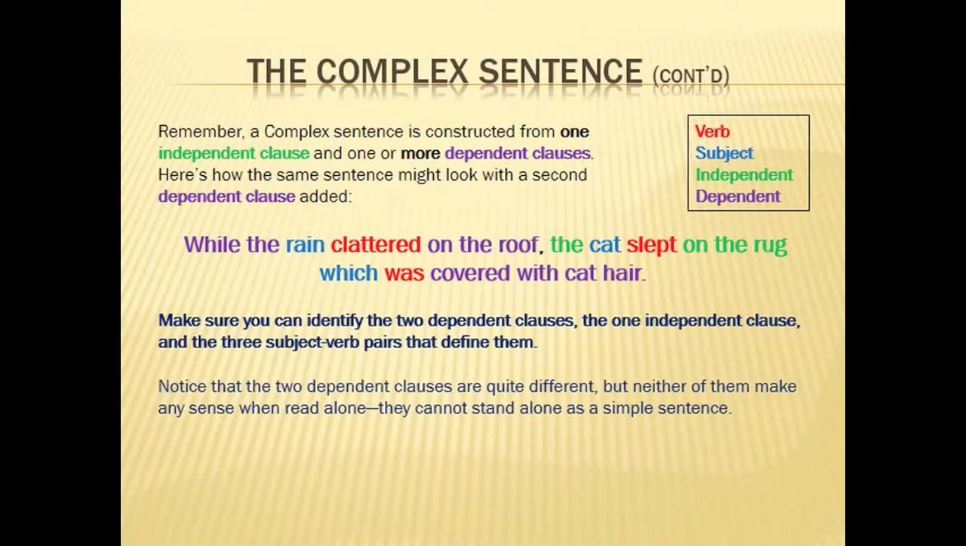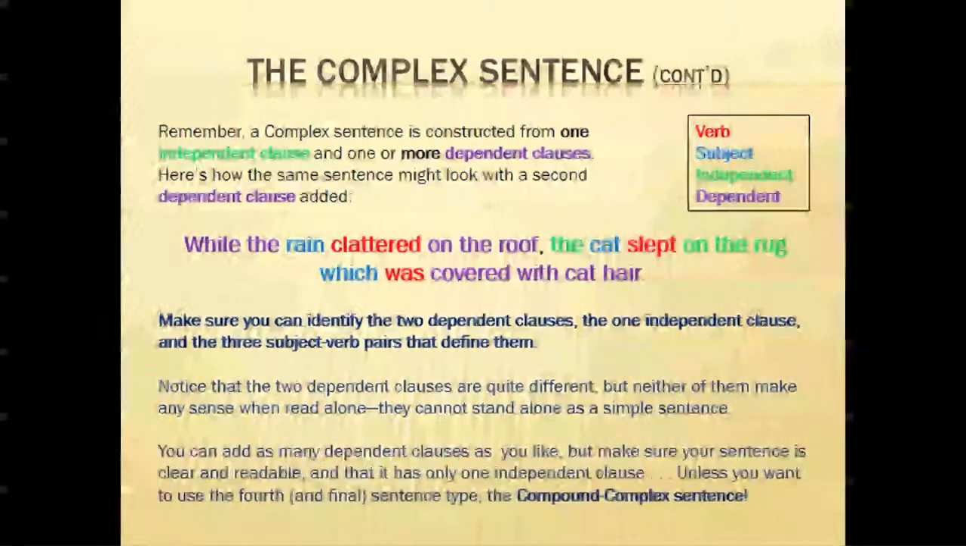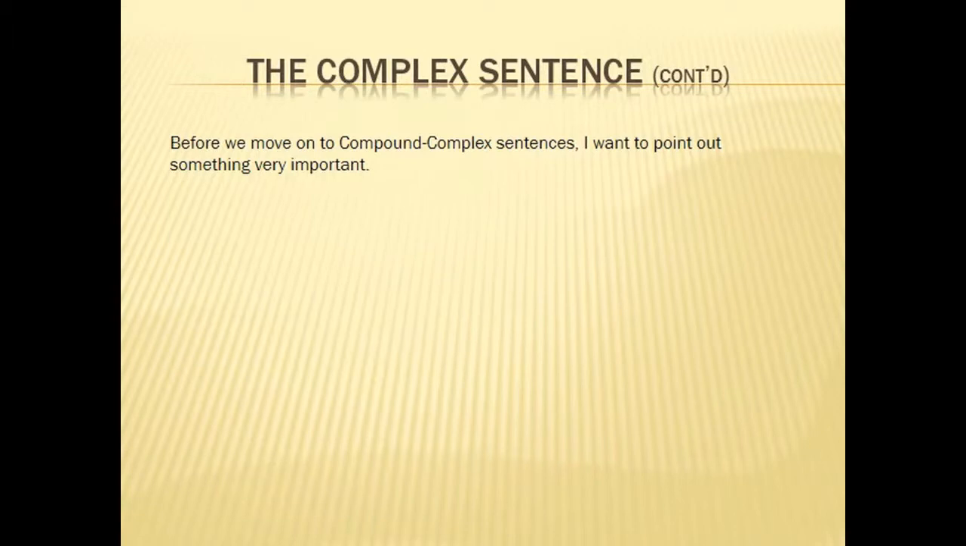Notice that the two dependent clauses are quite different, but neither of them makes any sense when read alone. Neither can stand alone as a simple sentence, whereas the independent clause, "the cat slept on the rug," can. You can add as many dependent clauses as you like, but make sure that your sentence is clear and readable and that it has only one independent clause. That is, unless you want to use the fourth and final sentence type, the compound complex sentence. Before we move on to the compound complex sentence, I want to point out something very important.